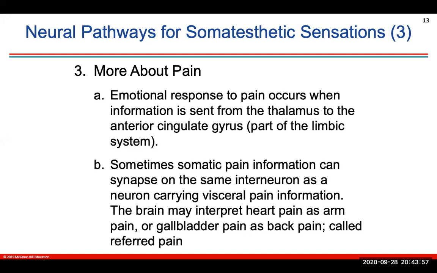So this is really common. If someone walks into your ER as a nurse, you want to keep in mind referred pain. It's pain that could be originating from an organ in the body, but it's referred to another part. So the heart attack is the most common. Heart pain is often referred to the entire left arm.